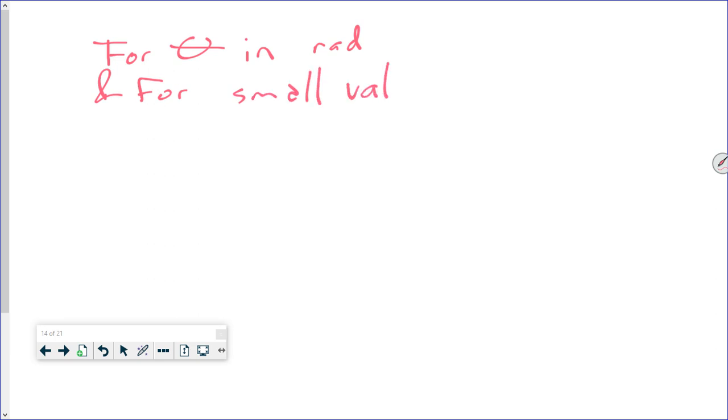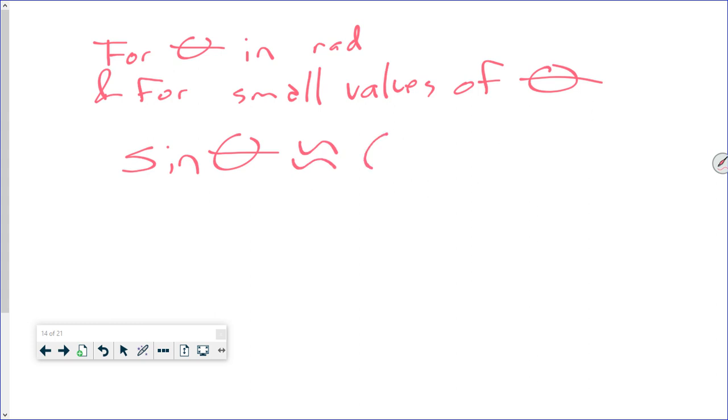So it turns out that for theta in radians, as opposed to degrees or something, and for small values of theta, it turns out that the sine of an angle equals the angle.